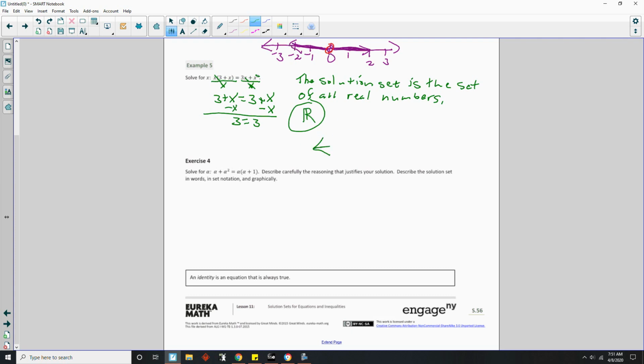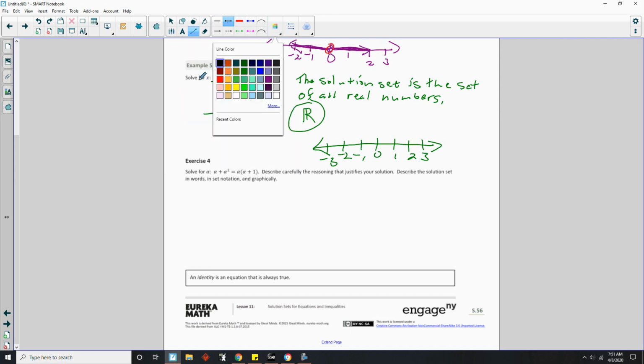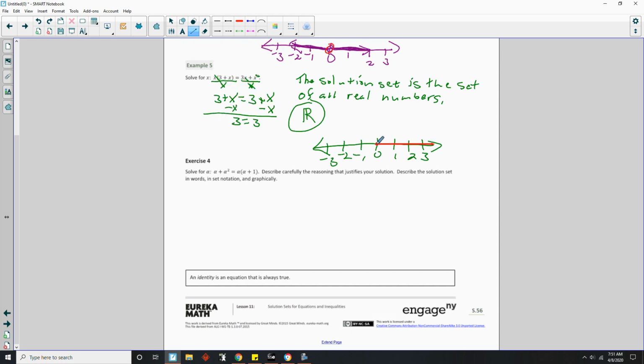Graphically, that would just simply be a number line: 0, 1, 2, 3, -1, -2, -3. And then I will choose a thicker line, that's fine, and I will choose red to show my solution, and I do that, and then I do it again this way. So that is what it would look like. All reals is the set, and there wouldn't be a dot here, I just chose that ray and it shows a dot, so it's just double arrows, everything included.